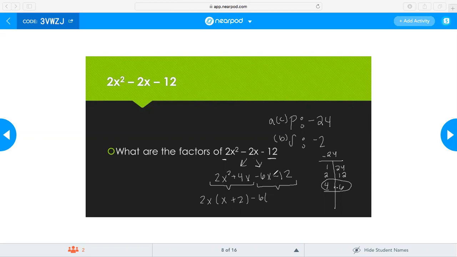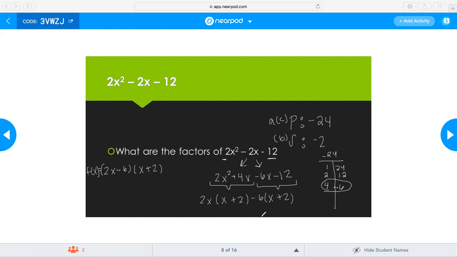Let's go. So -6 times what will give me -6x? 1. Negative. It'll be 1x. And -6 times what will give me -12? 2. So my 2 factors are 2x minus 6 and x plus 2. I messed up. I thought it was -2, so I was trying to figure that out. Okay, so I have my 2 factors, 2x minus 6 and x plus 2.